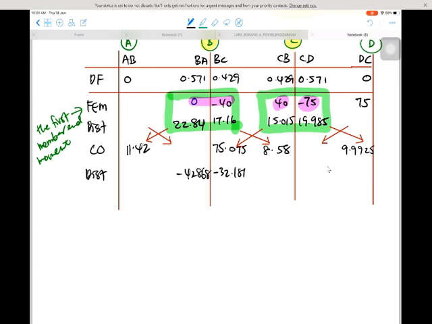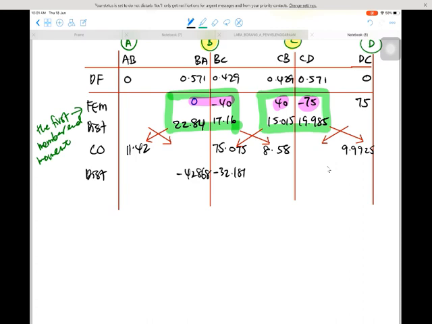Okay, 181. Okay, we may check the value. The total must be 0. It is 75 minus 42.868 minus 32.181. We get 0.05.